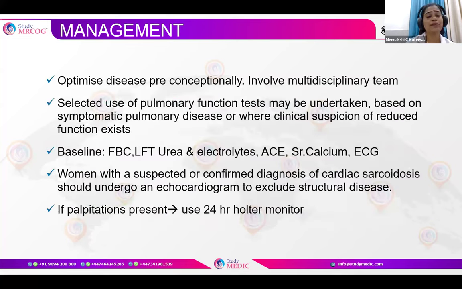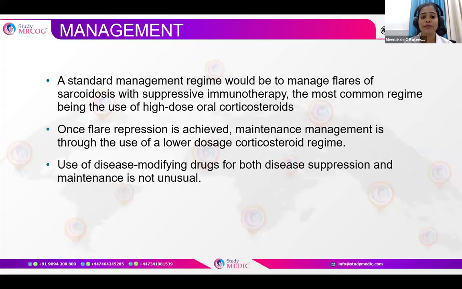So the management can involve how you go about it in the preconception period, as well as during the pregnancy and the delivery. In the preconceptional period, it is very important that you optimize the disease and involve the multidisciplinary team. So take the pulmonary function tests as well as all the baseline tests like full blood count, liver function test, serum calcium, ACE, urea and electrolytes, and ECG, all of this in the preconceptional period. That is the reason we are doing even the serum ACE as well. Women with a suspected or confirmed diagnosis of cardiac sarcoidosis should undergo an ECG to exclude structural disease. And if there are palpitations, then we have to use a 24-hour Holter monitor. So preconceptual optimization is extremely important.